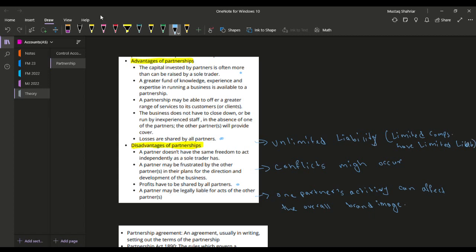So what is unlimited liability? It's basically if a business goes bankrupt and has dues that need to be paid, the partners have to pay from their own wealth and not from the business. So if a business fails and owes money to other people or other businesses, the partners have to pay from their own pocket to cover the dues of the business. So that is definitely a very major disadvantage for partnerships.